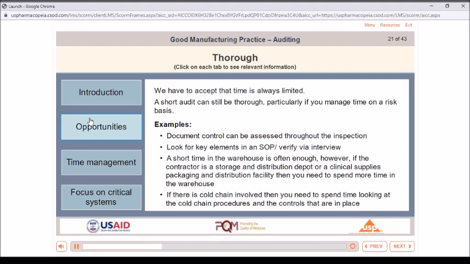Examples. Document control can be assessed throughout the inspection. Look for key elements in an SOP. Verify via interview. A short time in the warehouse is often enough, however, if the contractor is a storage and distribution depot or a clinical supplies packaging and distribution facility, then you need to spend more time in the warehouse. If there is cold chain involved, then you need to spend time looking at the cold chain procedures and the controls that are in place.